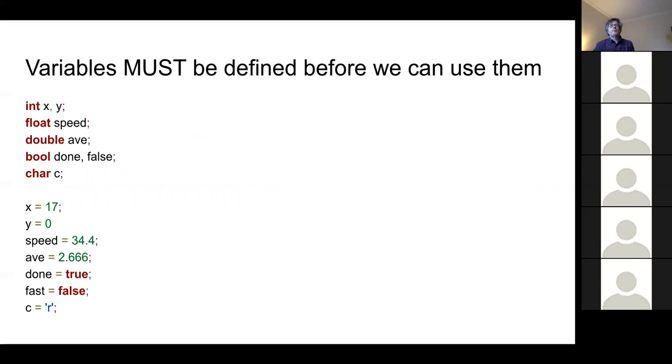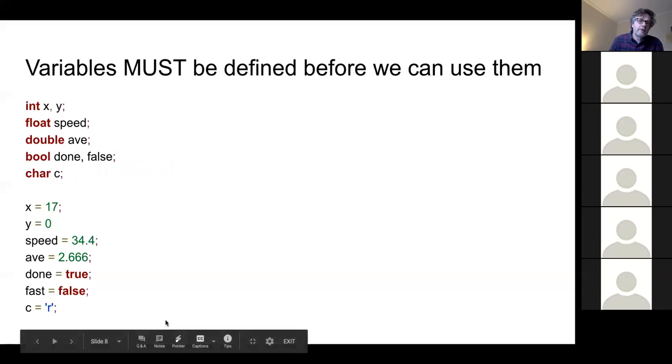Well, it turns out in C++, you always must define variables before you use them, and you must give them a type when you define them. So here we're saying, I want to make an integer. In fact, I'm making 2 integers. You can always put a list. I'm making an integer x and an integer y. Here I'm making a float I'm calling speed. I'm making a double called av. I'm making 2 booleans, one called done and one called false. And here I'm making a character called C. Now notice again, semicolons at the end of every line.